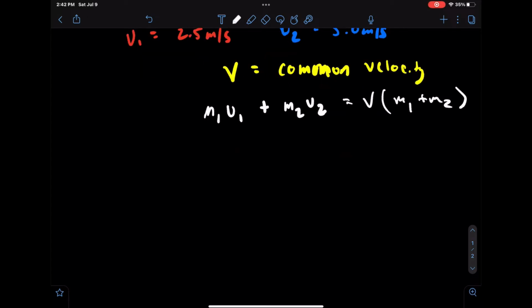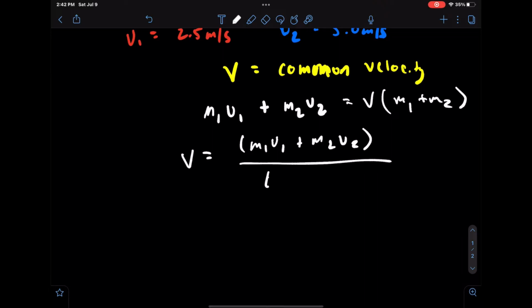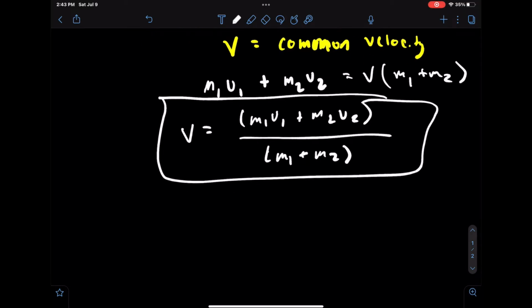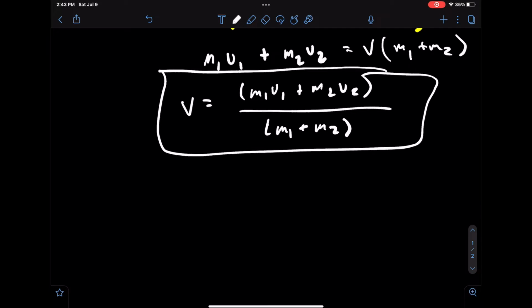So to solve for V, we have to move this equation around a little bit. And after you move the equation around, V will equal M1 times U1 plus M2 times U2 over M1 plus M2. This is the equation I'm going to use to find the common velocity. So we'll go ahead and plug our numbers in.